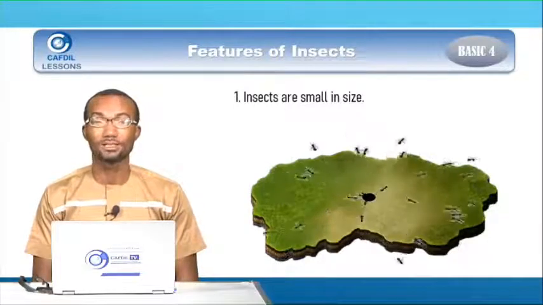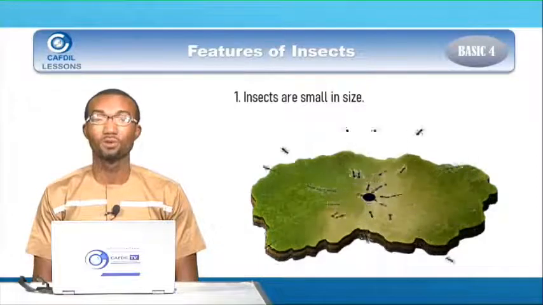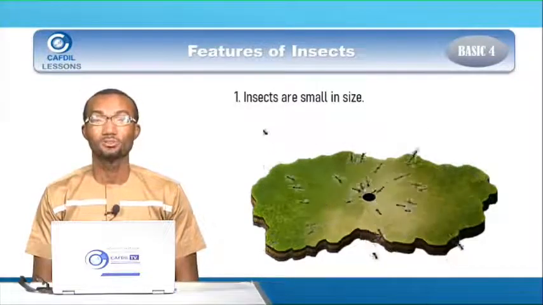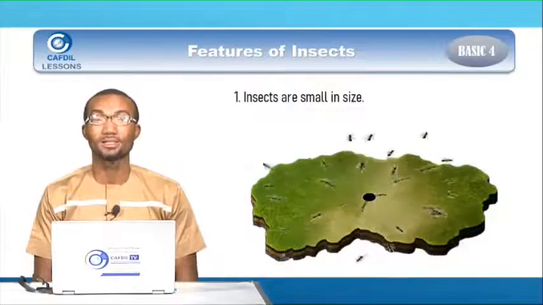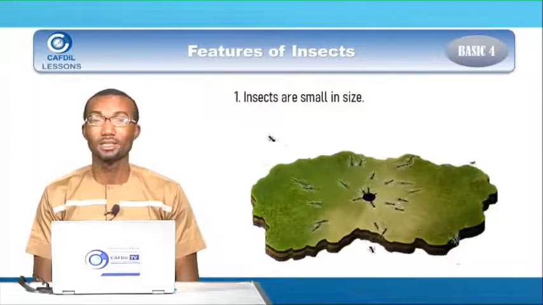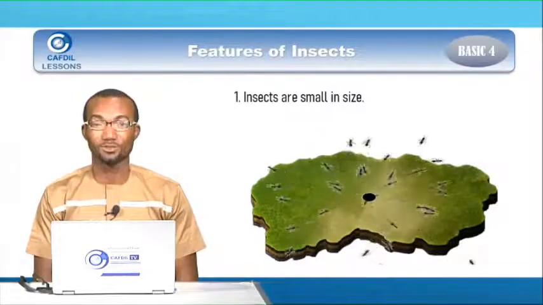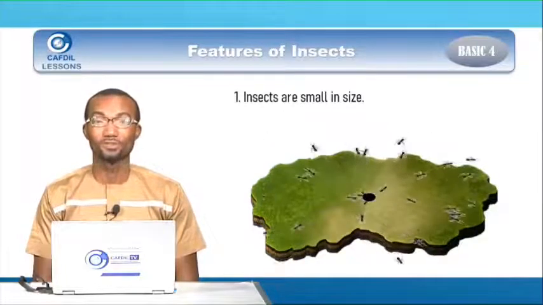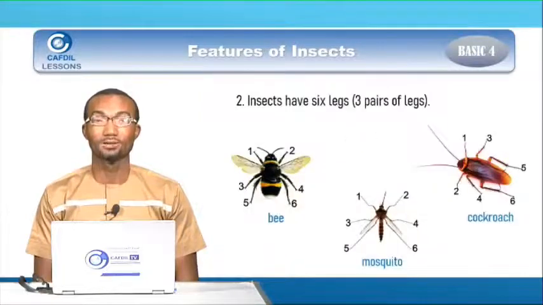The first one is that they are small in size. Look at the ants. They normally like living in holes, and the home for ants is called an anthill. See, they are very, very small in size. Compared to the sizes of other animals, insects are small. So that is the first feature.